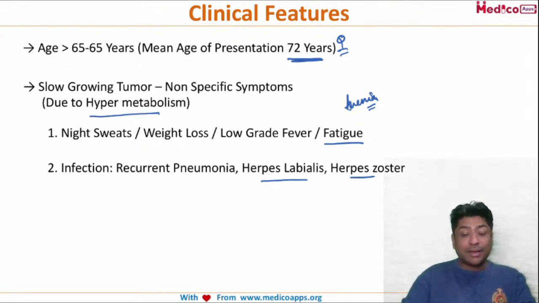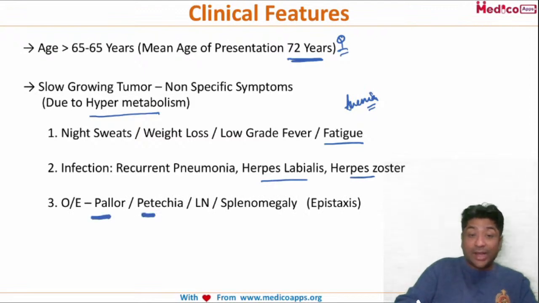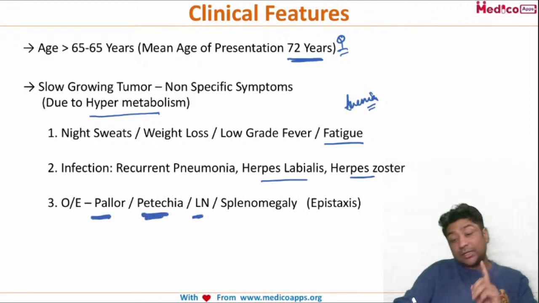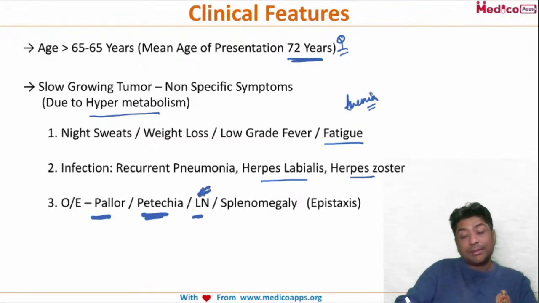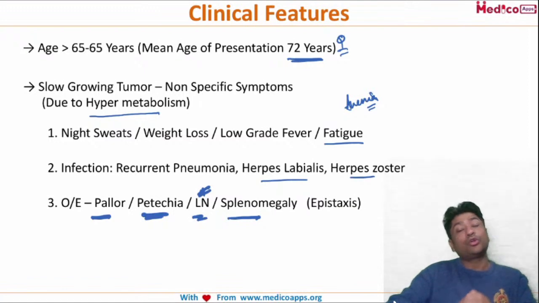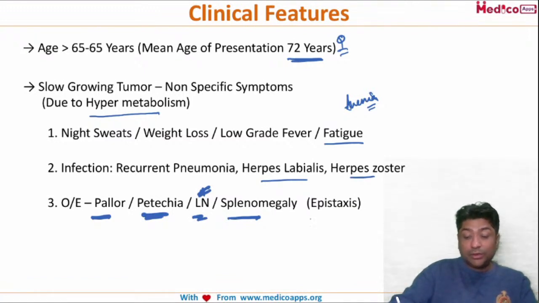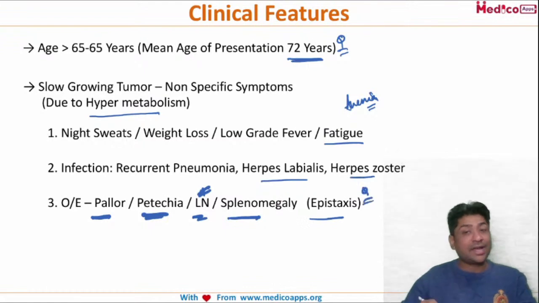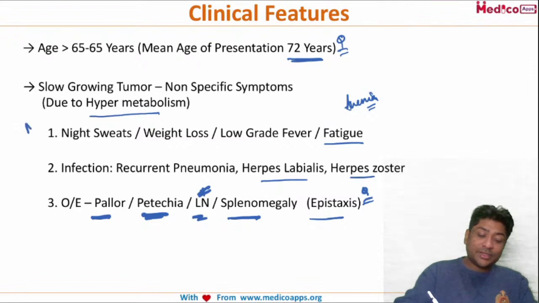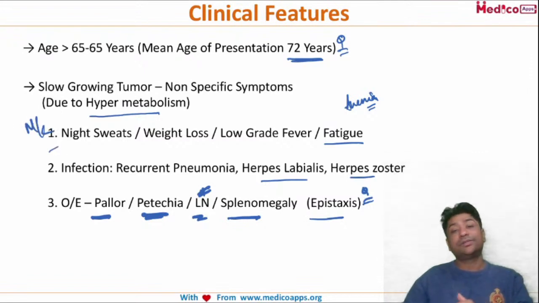And if you examine the patient, you will have pallor, you can have petechiae. Generally the patient does not complain of lymph nodes, but once you examine, you will see multiple lymph nodes being enlarged and spleen being enlarged. If the platelet count, because of the autoimmune thrombocytopenia, is decreased very low, then you can even have epistaxis as the presenting feature. But this is relatively rare. The most common presenting feature is basically non-specific symptoms like night sweat, weight loss, low grade fever, fatigue.